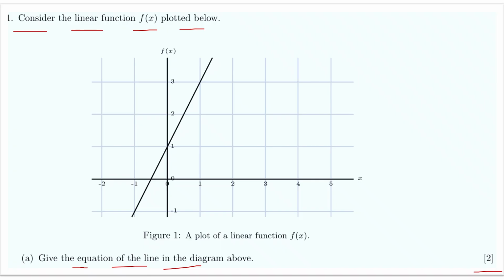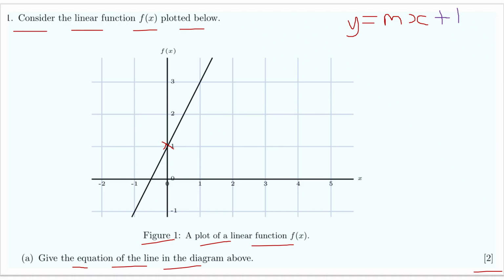This is from Core 1, the old spec, Maths Made Easy questions, looking at straight line graphs. Figure 1 is a plot of a linear function f of x. It's going to be in the form y is equal to mx plus c, where m is our gradient, how steep the line is, and c is our y-intercept, where it intersects the y-axis. It crosses at 1, so c is equal to positive 1.